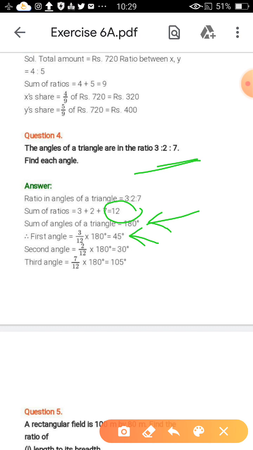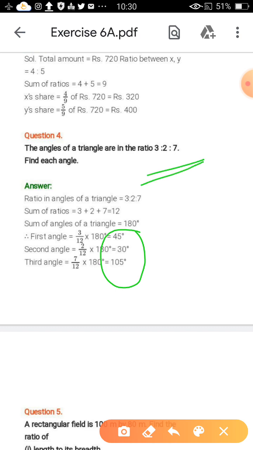45. Then the second angle, 2 upon 12 multiplied by 180. Do the calculation, the answer will be 30. Then the third angle, 7 upon 12 multiplied by 180. Doing the calculation, the angle will be 105. So we got the three angles: 45 degrees, 30 degrees and 105 degrees. Okay, these three angles we got when we divided in the given ratio.